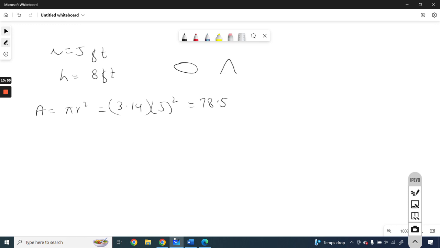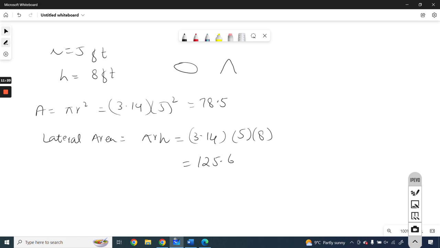Now you have to find the lateral area. Just calculate the area. It would be pi r h. Pi has a value 3.14, r is 5, h is 8. Just multiply them. You have to do 3.14 times 5 times 8. That would be 125.6 feet square.